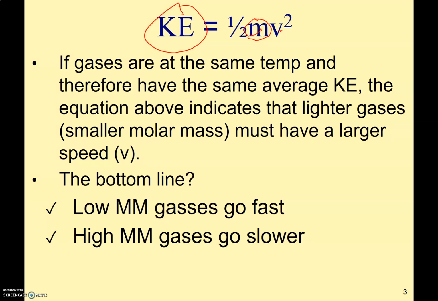So the bottom line is that gases at the same temperature that have low molar masses move faster than gases that have higher molar masses.